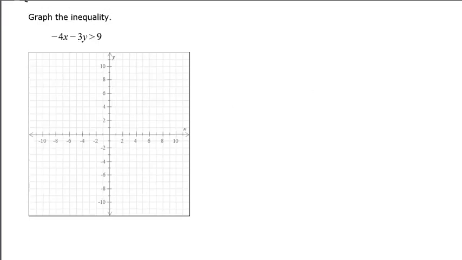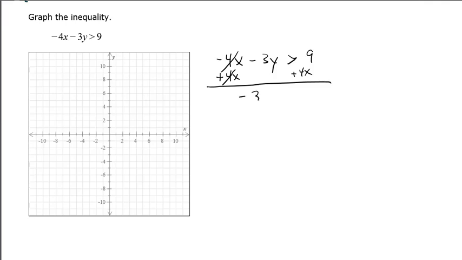Our next inequality: graph the inequality negative 4x minus 3y is greater than 9. Again, there are many ways that you can do this problem, but I prefer, and I think in the long run it makes it easier, if we put this into slope-intercept form. So our inequality is negative 4x minus 3y is greater than 9. We're solving for y, so we start by moving the 4x to the other side by taking its opposite. That gives us negative 3y is greater than 4x plus 9.